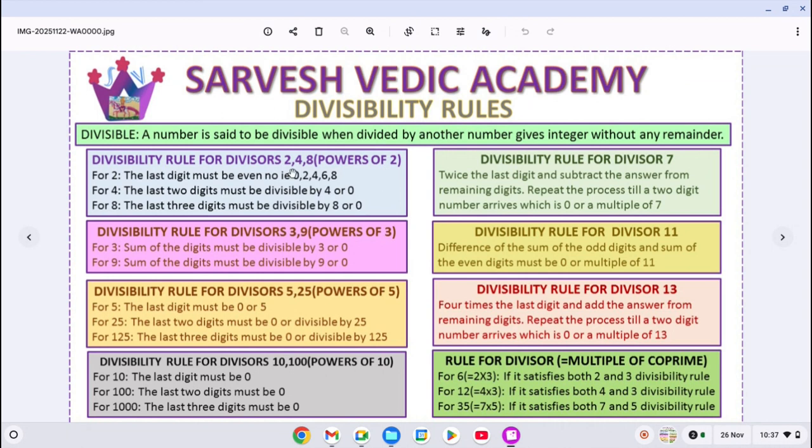2 power 1 is 2. 2 power 2 is 4. And 2 power 3 means you are multiplying 2 three times. It's nothing but repeated multiplication. So we can consolidate 2, 4, 8 at a shot. First, let's see what the rule for 2 is. The last digit must be an even number.